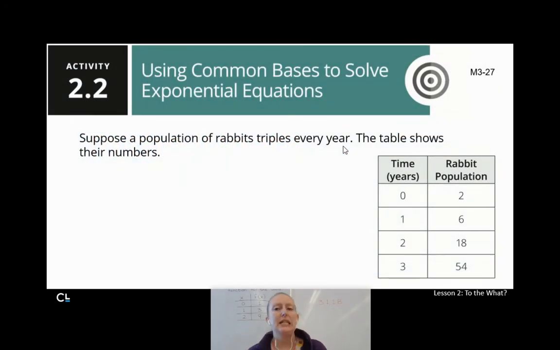So to give you an idea of what we're going for here, we're on page 27, by the way, M3-27. Suppose a population of rabbits triples every year. And the table here shows their numbers. At 0 years, we start off with 2 little rabbits. After 1 year, we have 6 rabbits. 2 years, we have 18 rabbits. And after 3 years, we have 54 rabbits.